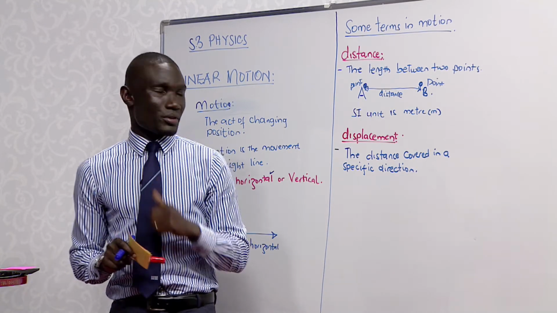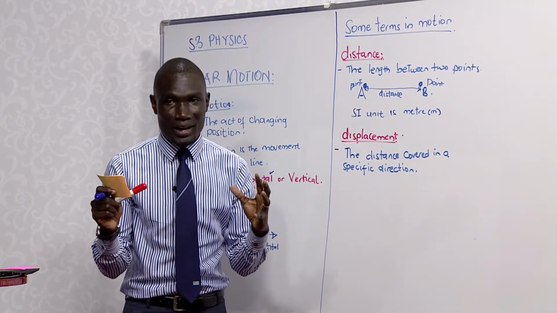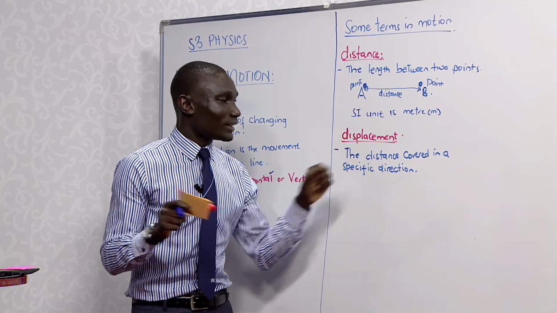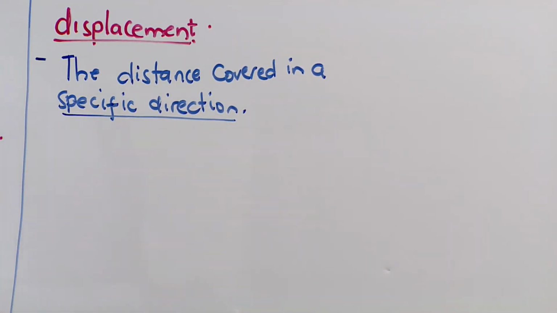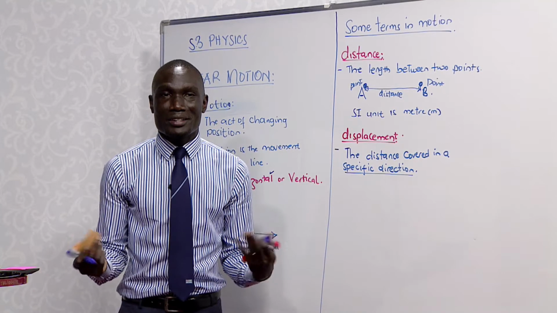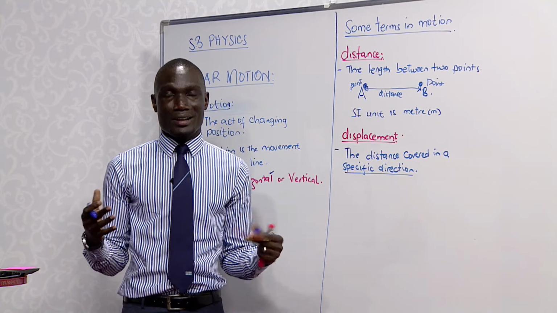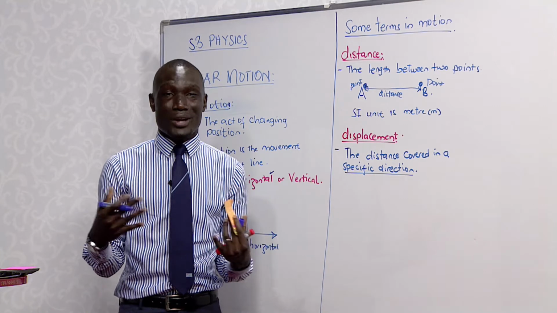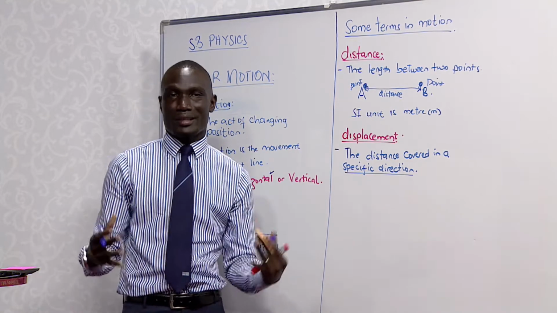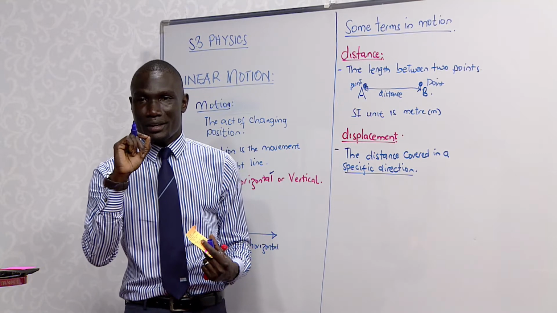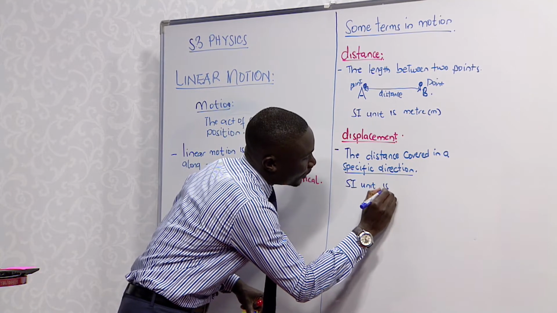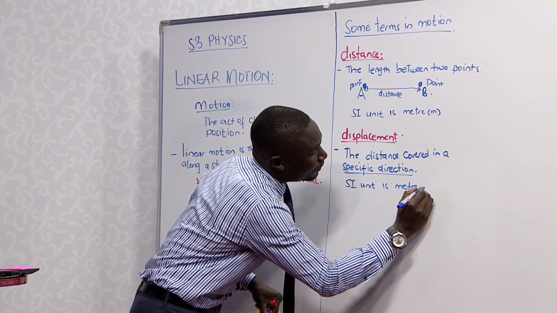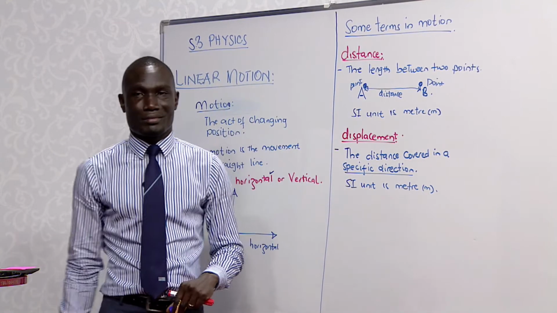So I hope you have now understood why we say displacement is the distance covered, but in a specific direction. This is very important. Now, the SI unit of displacement is also the meter. Remember, displacement is actually about moving a certain distance, only that this time you're moving in a specific direction. So the SI unit is meter, which is also m, right?